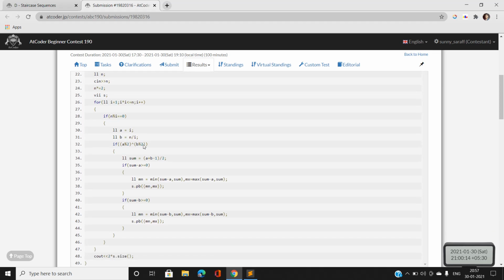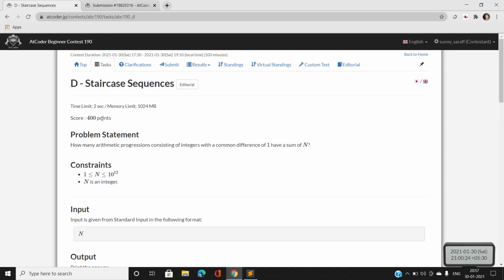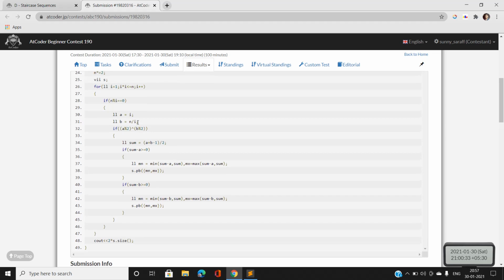Okay, so I have to report the pairs of N1 and N2 that we can take, so that we have an arithmetic progression with a common difference 1 and sum N. So we are going to store the values of N1 and N2 correspondingly to have the corresponding AP. So I am going to find this here, you can see this part of the code.